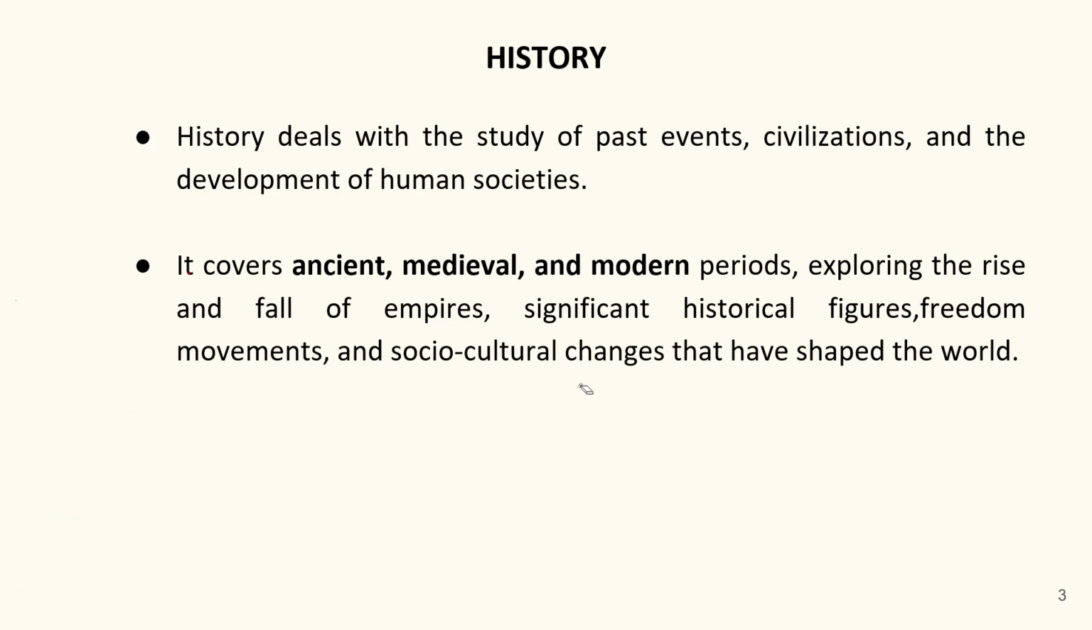Okay. So here you can see that history covers ancient, medieval and modern periods. Got it? So what do you mean by ancient? What do you mean by medieval? And what do you mean by modern? And how can you divide the time periods into ancient, medieval and modern times? Got it? So basically when it comes to India, we divide them as, first one is ancient.